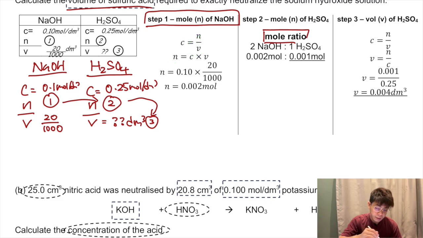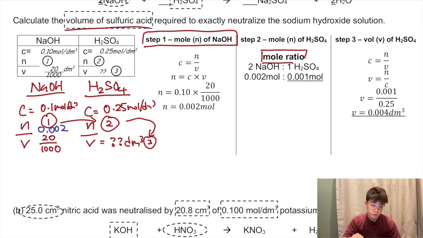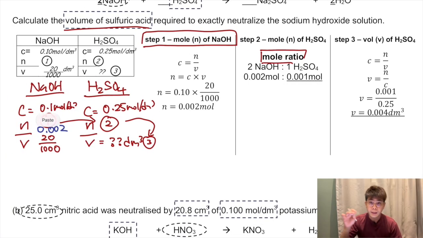So take the C, 0.1. Take the V, 20 divided by 1000. And then I calculate everything in. The N is 0.002. I'll use another color pen to show you. So therefore this is 0.002. Now I want to go from step 1 to step 2. Step 2 is to calculate the moles of sulfuric acid.